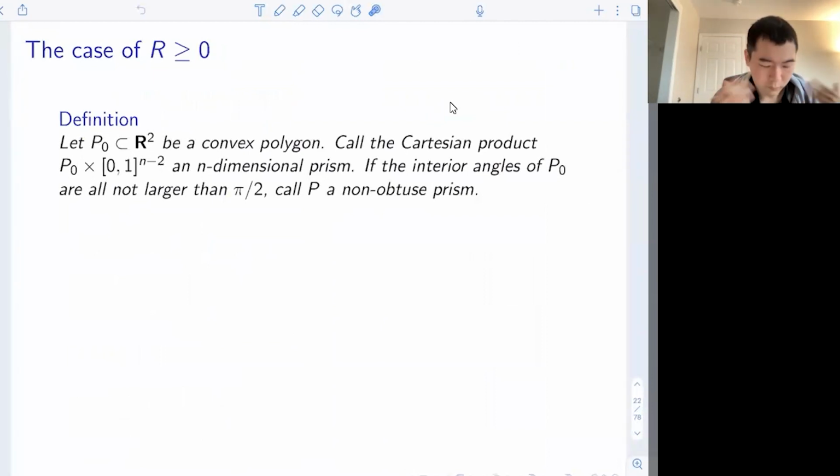So a simple family of polyhedra are called prisms. By prisms, I just take a planar polygon P0, let's say a plane convex polygon, and let's take the Cartesian product of P0 with some interval raised to the n-2 power. Okay, so this is a simple product, a polyhedron with a product structure. It's slightly more general than cubes, and if the interior angles of P0 are all non-obtuse, not larger than pi/2, I'm going to call this product P a non-obtuse prism.